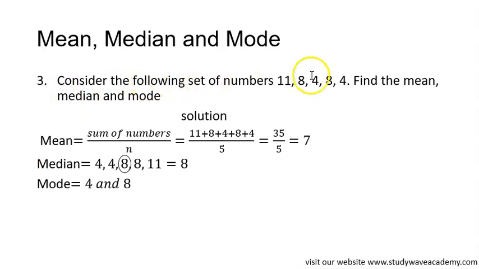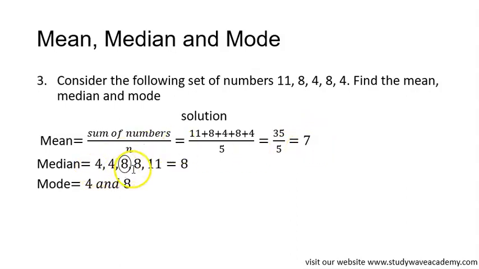Here we have considered the set of numbers 11, 8, 4, 8, 4. Find the mean, median, and mode. You remember the process? To get the mean, you add all the numbers divided by the amount of numbers here. So we add all the numbers: 11 plus 8 plus 4 plus 8 plus 4 over 1, 2, 3, 4, 5, over 5. So you add all these together, you are going to have 35 over 5. Okay? 35 divided by 5 is going to give us 7. So we have gotten our mean. Our mean is 7.